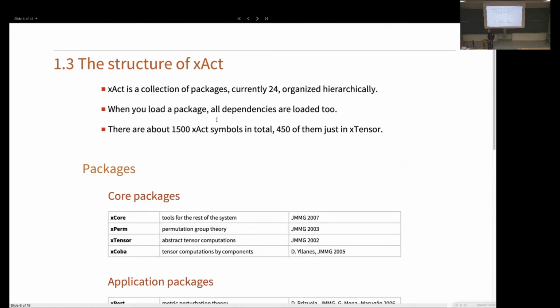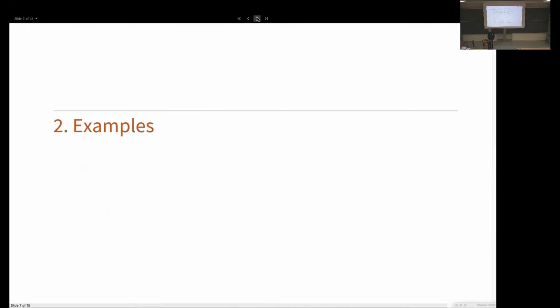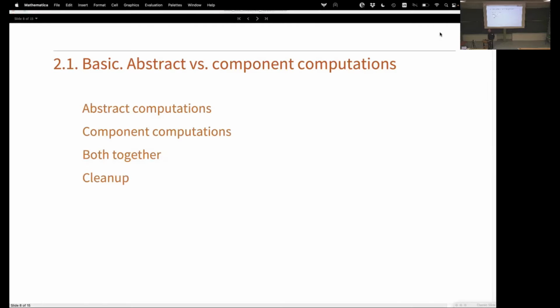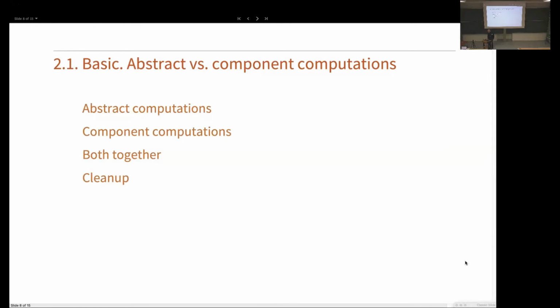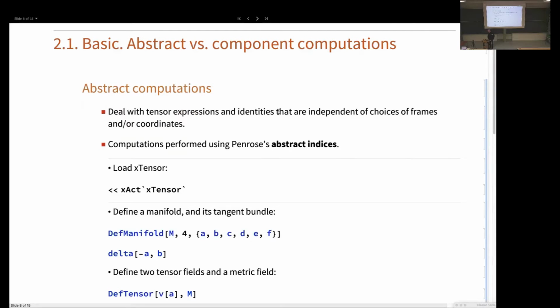Okay, so that's the very quick introduction to the system and the status of the system. So now let's go and see some examples of how to use it. The most important thing to distinguish is these two types of computations: abstract computations, indicial computations, and component computations. So let's have a look at the first one.